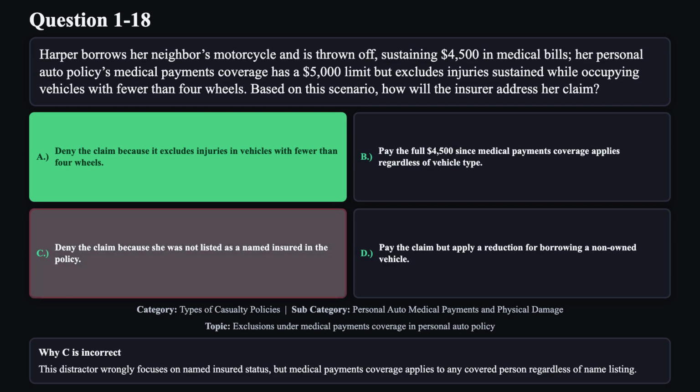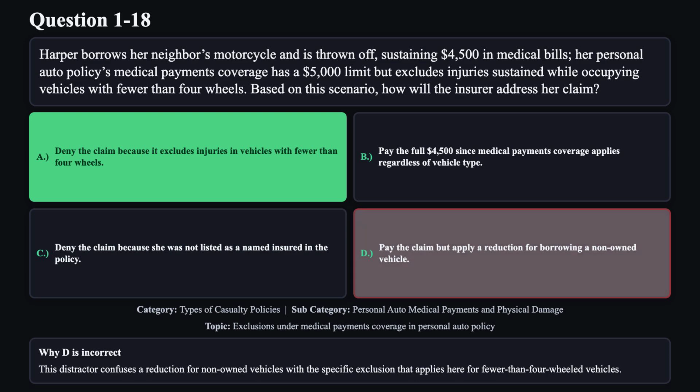Reason C is not correct. This distractor wrongly focuses on named insured status, but medical payments coverage applies to any covered person regardless of name listing. Reason D is not correct. This distractor confuses a reduction for non-owned vehicles with the specific exclusion that applies here for fewer than 4-wheeled vehicles.